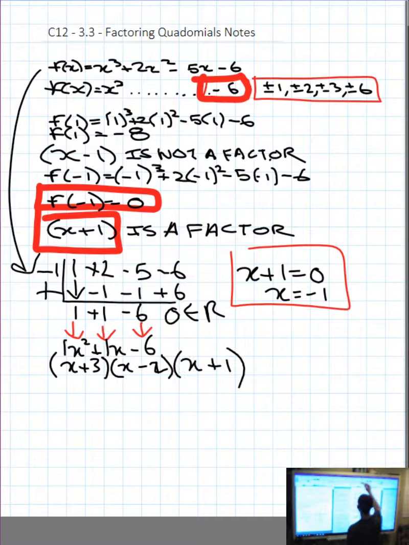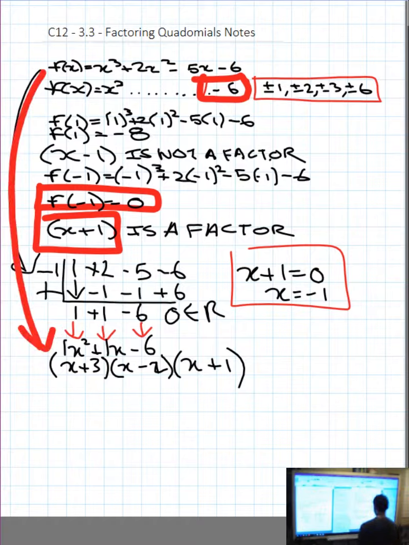Therefore, the question that we began with is fully factored to that. And if I set all my factors equal to 0 and solve, I get my x-intercepts of x equals negative 3, x equals 2, and x equals negative 1. Be really careful setting those equal to 0, because when it gets more difficult, make sure you actually set each one of them separately equal to 0.